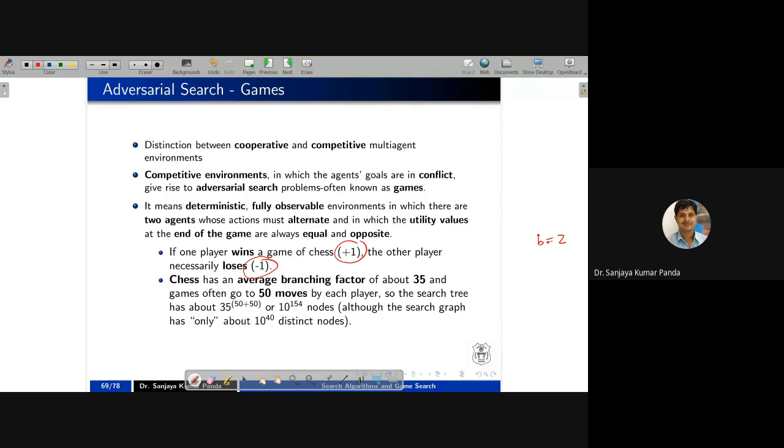Not only is the branching factor important, but depth is also important. The game often requires 50 moves by each player. So 35 is the branching factor, 50 moves by one player, and another 50 moves by the other player. This many nodes you have to explore, which is equal to 10 to the power 154, meaning 1 followed by 154 zeros. It is a very big number. It is very difficult to keep this many nodes while you perform a particular search.